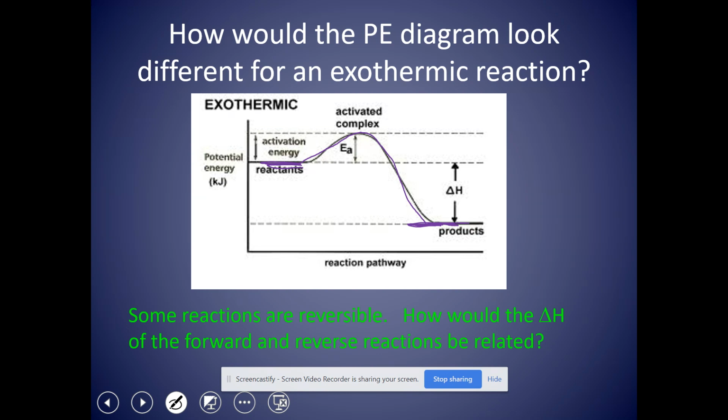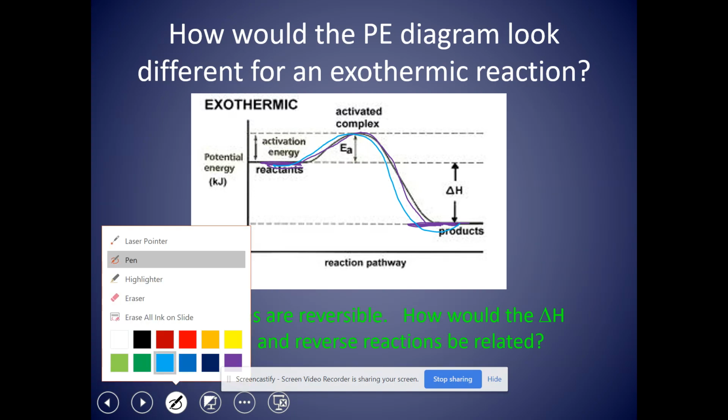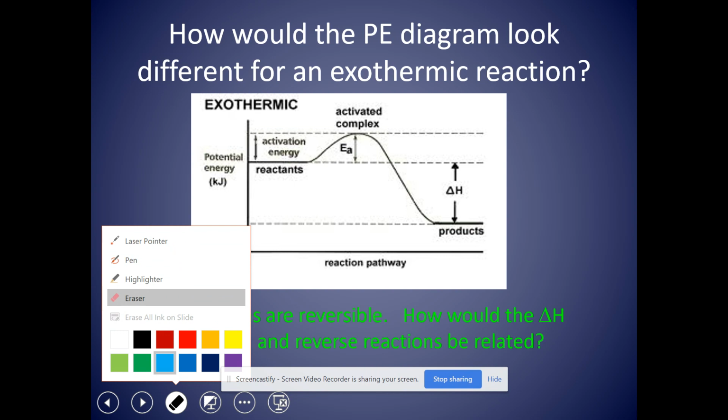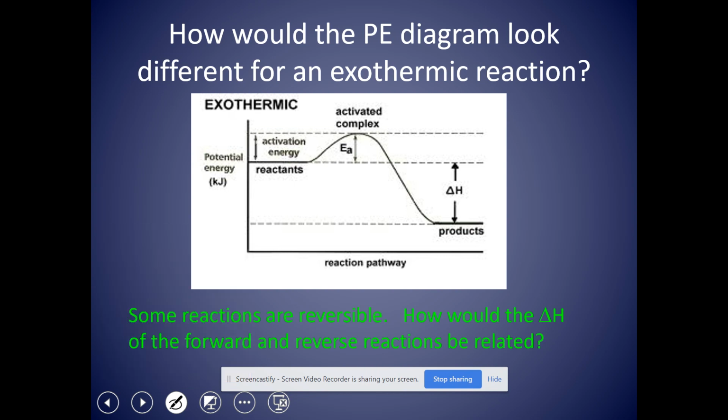Like this is an exothermic reaction. Let's say it released 300 kilojoules of heat. If you reverse this reaction and go back over to the reactants, there's going to be a net gain of 300 kilojoules of heat. So reversible reactions just have the same delta H value, but with a different sign, okay? And they do still have to go over the hill.